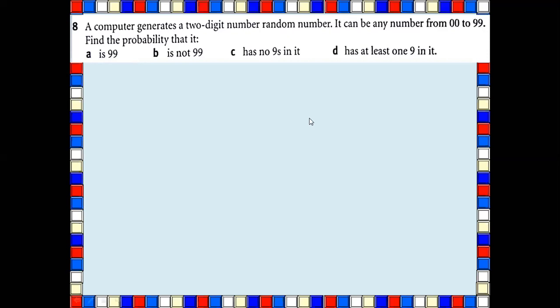If you count 0, 1, 2, 3, 4, 5, 6, 7, 8, 9, and count up to 10 from the 0, you're not going to have 10 numbers, you're going to have 11 numbers because you are including the 0. So it's 1 out of 100. Be careful when you find the probability of numbers starting from 0: you don't have exactly 99 numbers. Now part B, find the probability that it's not 99.